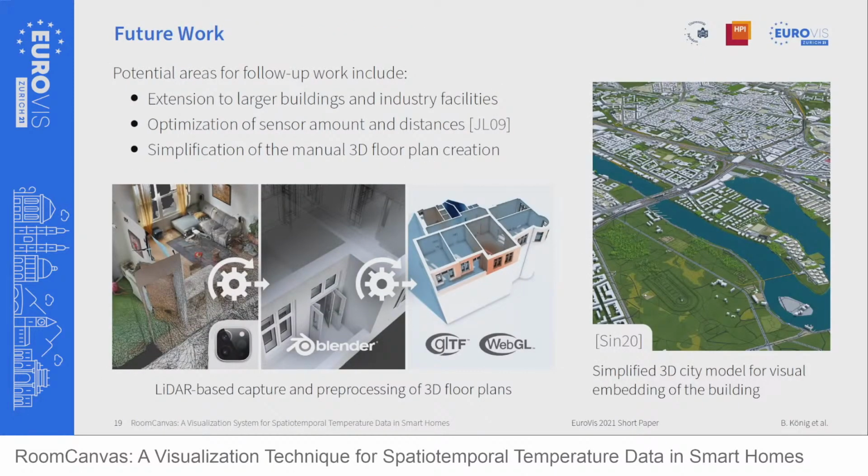Regarding follow-up work, we see quite a lot of interesting areas that our work could be extended to, or that it could be applied to. One thing is that it could be easily extended to larger buildings and industry facilities, leading to very interesting use cases, especially when taking not only temperature data, but also other sensor data into account. The second thing is that the placement of the sensors and their distances to each other could actually be optimized. So you could think of a system that allows users to find out basically the best position to place sensors within their respective home or apartment, resulting in a better volumetric interpolation.